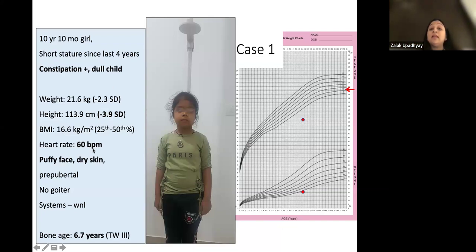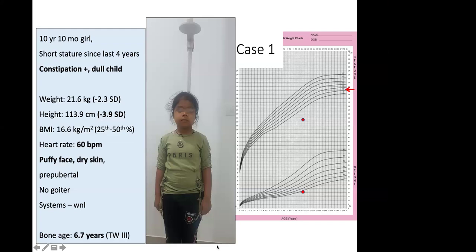Heart rate was only 60, bradycardia, puffy face, dry skin, prepubertal, no goiter. Bone age when we did it was 6.7. So 6.7 is very much delay of bone age. Anybody can guess what is happening? Diagnosis is easy from the symptoms and the growth chart.